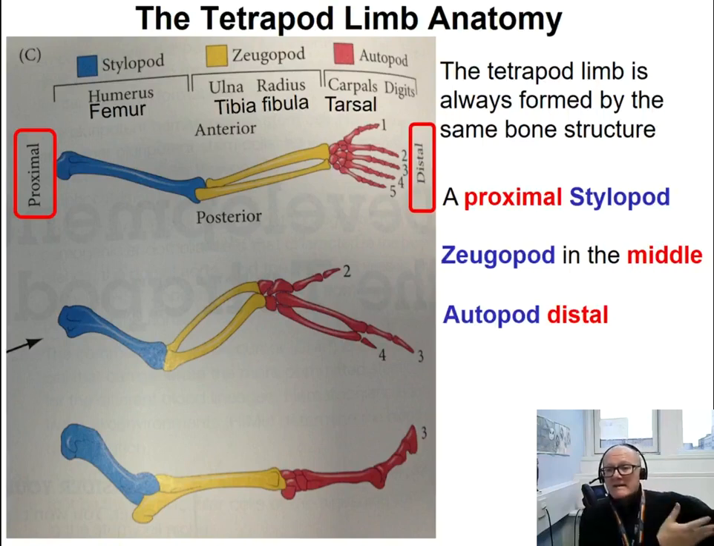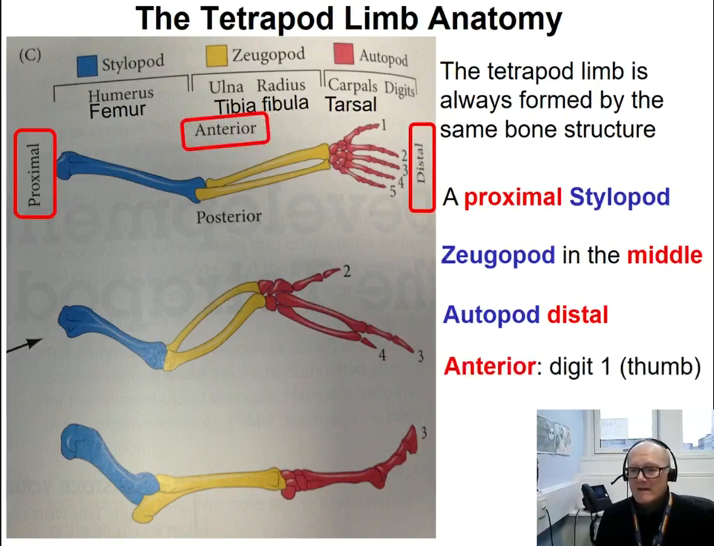So this extra axis that we never talked about before is the proximal distal axis, so from near the body to far away from the body, and the limb can be divided in the stylopod, which is the part near the body, the zeugopod, which is in the middle, and the autopod, which is far away from the body.